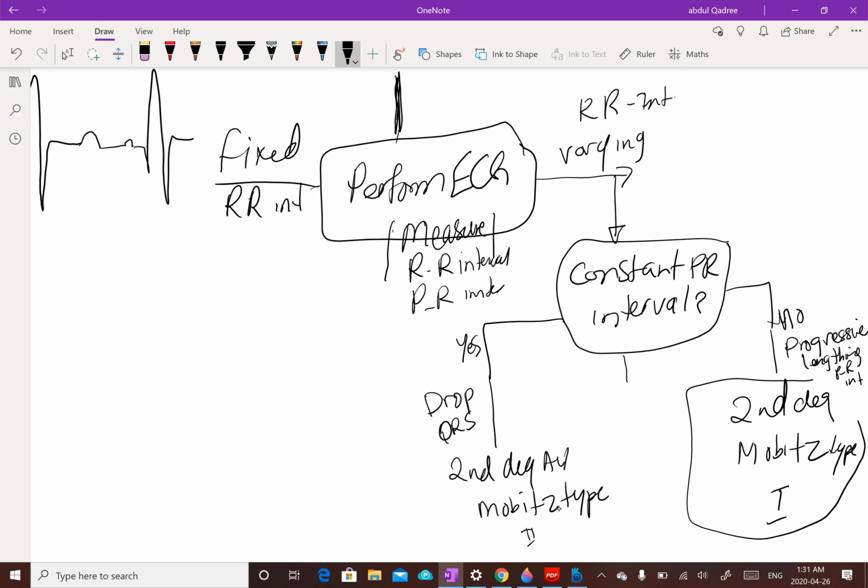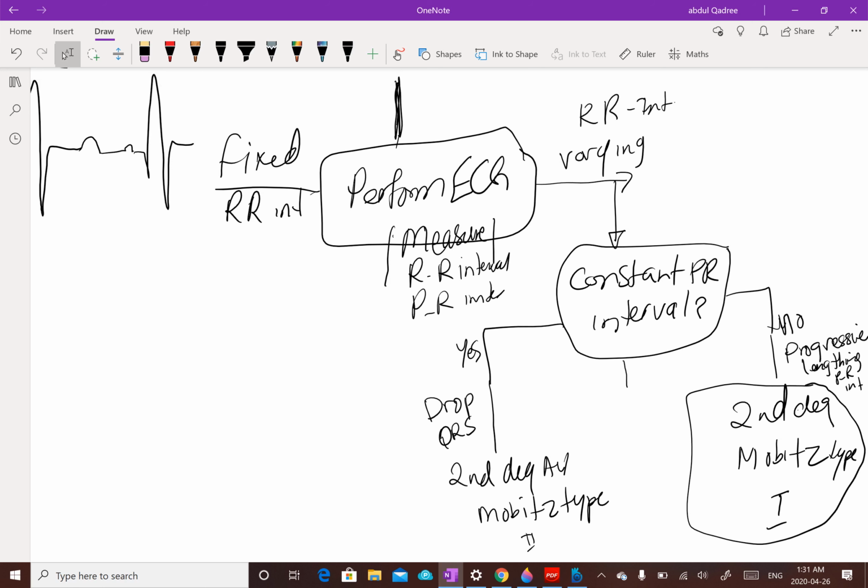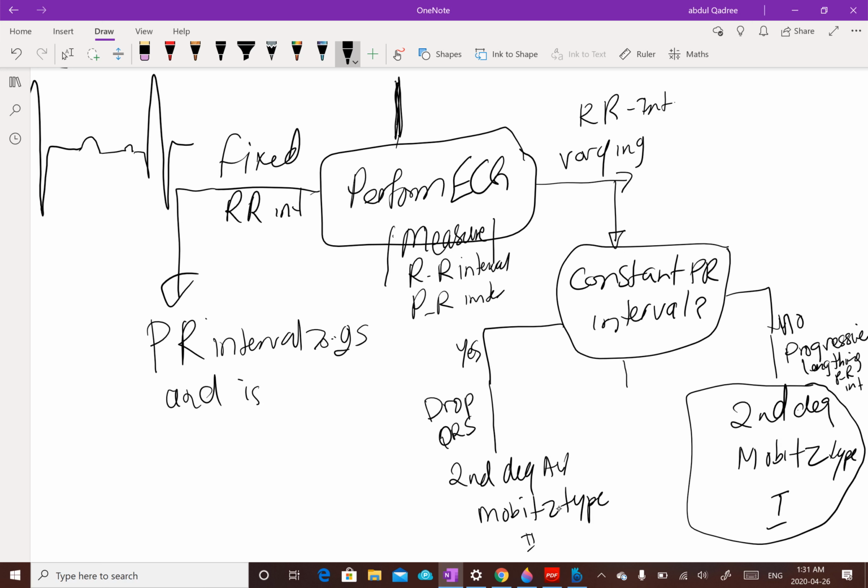All right. I'll just go review this once again, but I want to make sure that I can write this up quickly for you guys so you can understand what I'm trying to say. And let's see, now we have fixed R to R intervals. Is the PR interval greater than 0.2 seconds? And is it constant? Is it constant? Right?